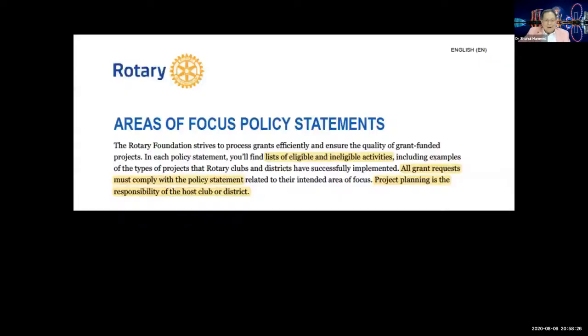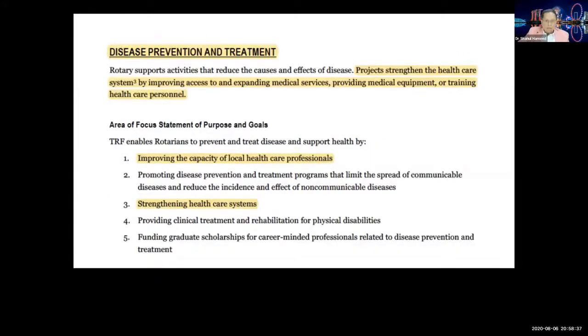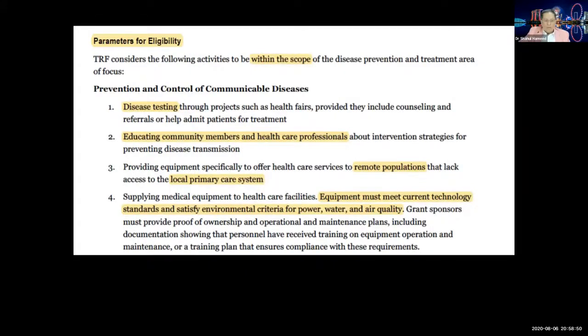All right. Now, another document that you must really look at when you're thinking about a global grant is the policy statements. What is allowed, what is not allowed. So this is an example of what is allowed. You can strengthen healthcare systems. You can improve the capacity of local healthcare professionals. You can train nurses. You can train doctors. You can train paraclinical professionals. Some of the things that you can do: you can provide equipment in remote locations. Whatever equipment that you give must be current.